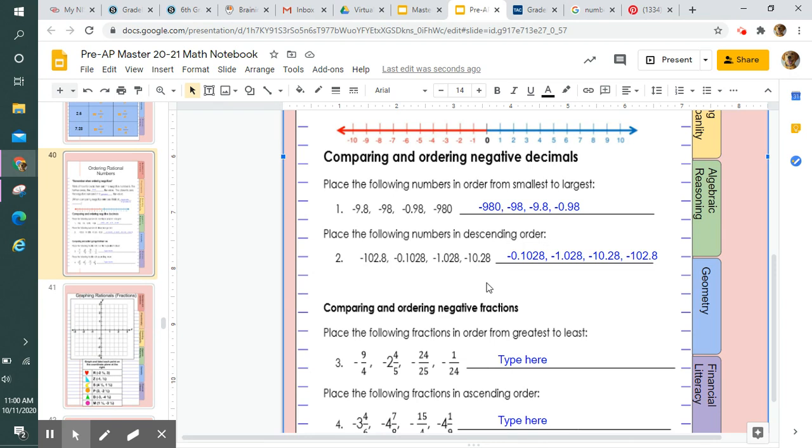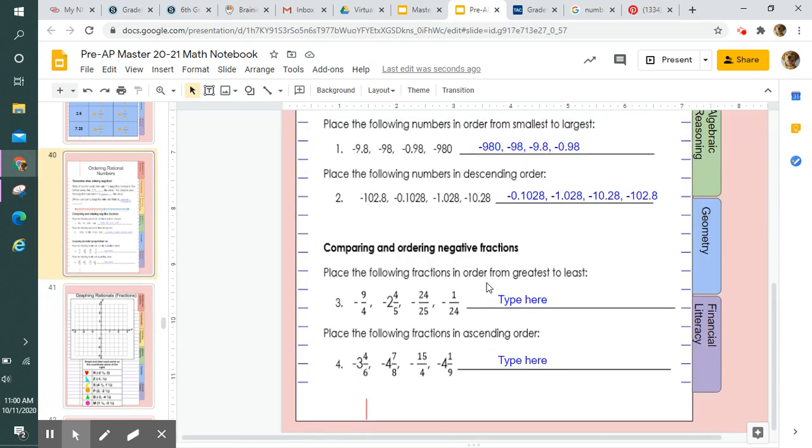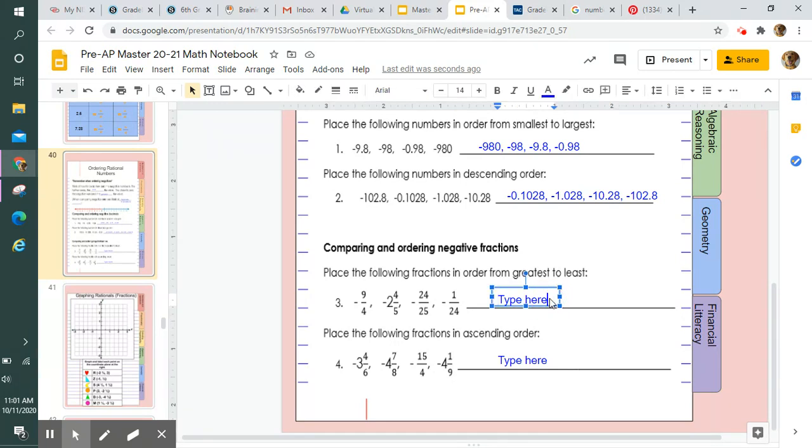Okay, now the next one we have is fractions, and fractions get a little more difficult. We're going to place them in order from greatest to least. Greatest means closest to 0 again, so we want whichever one is closest to 0. That means it's going to be one of these that does not have a number in front of them. But be careful, because 9 over 4 is really equal to what?